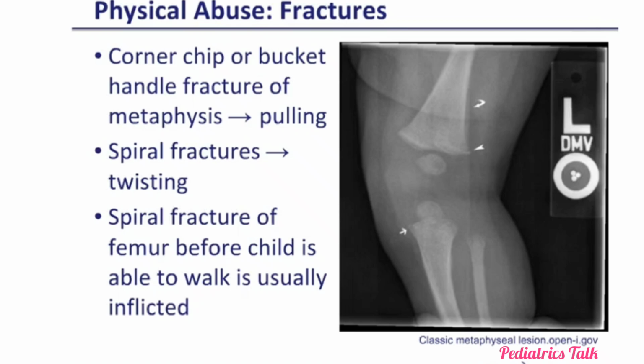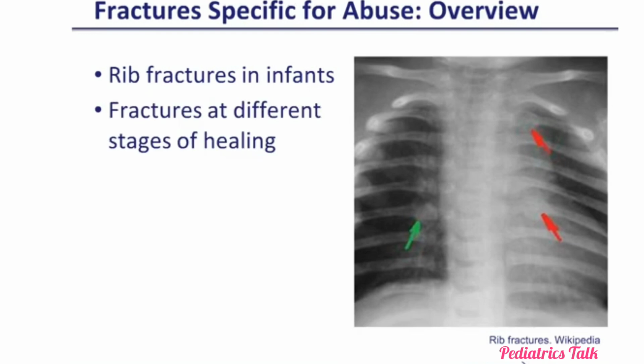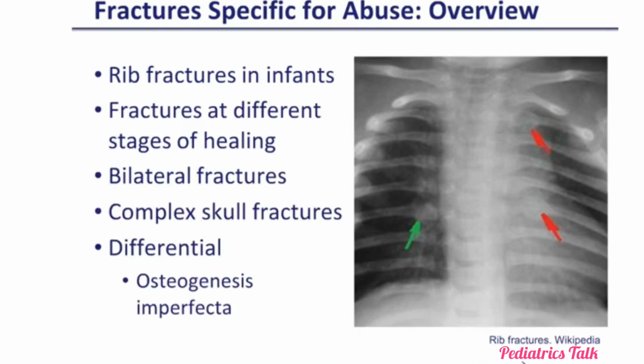In addition, you're looking for the epidemiological factors that we talked about that occur much more frequently in caregivers who abuse children. Other fractures then that are more specific for abuse include rib fractures in infants, bilateral fractures, complex skull fractures.